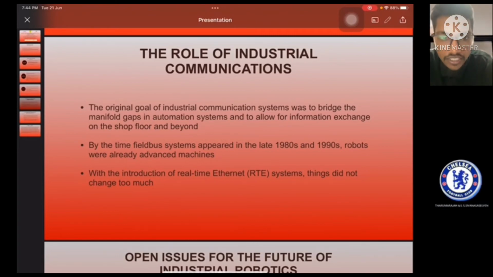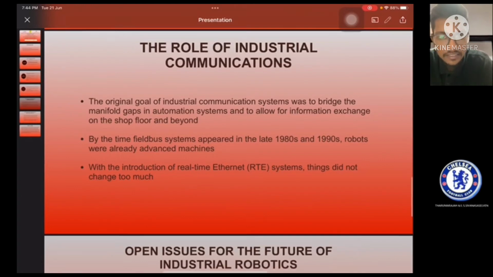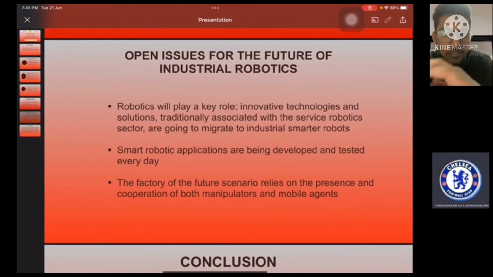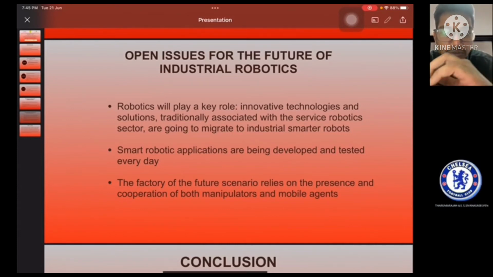With the introduction of real-time Ethernet (RTE) systems, things did not change too much. This is mostly because RTE was largely seen as a new generation of field bus system based on modern technologies. Okay, next slide. Now I'm going to explain the issues for the future of industrial robotics.